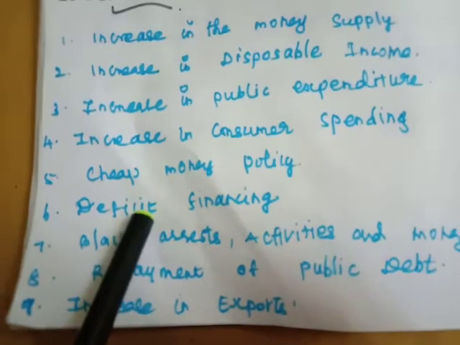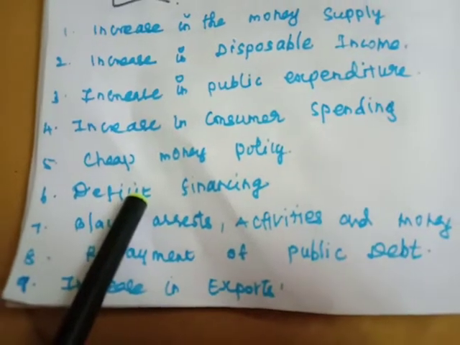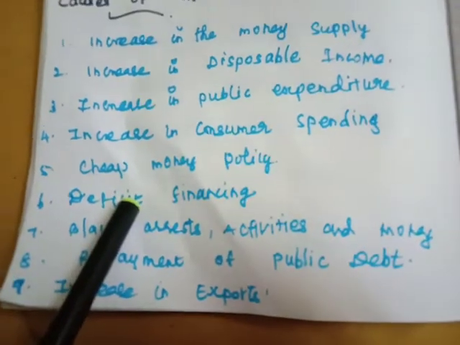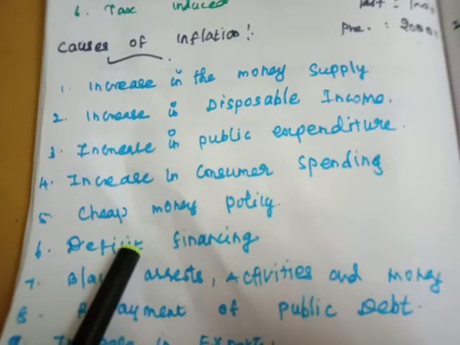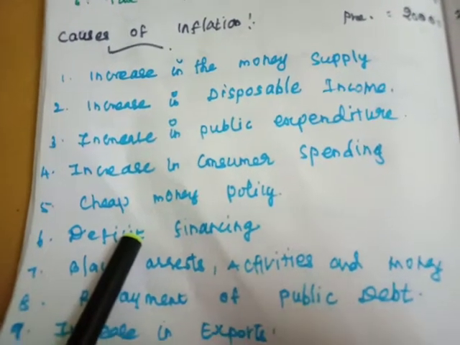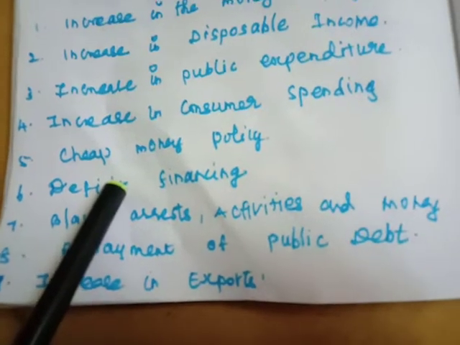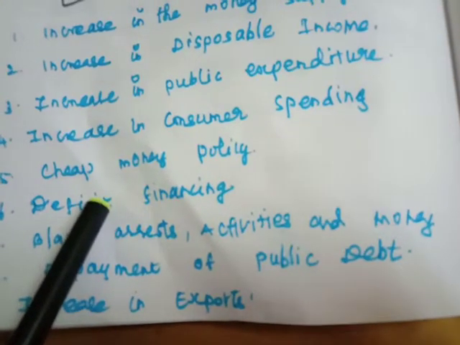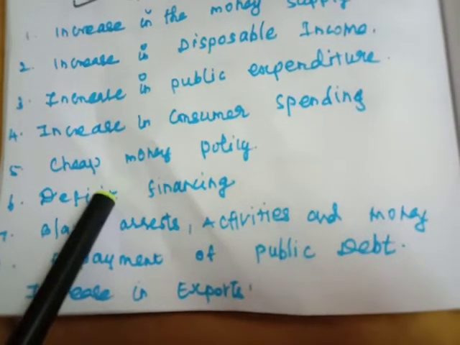In order to meet the mounting expenses, or increasing expenses, the government resorts to deficit financing, borrowing from the public and even printing more notes. Even printing more notes raises aggregate demand, because the government needs to come out from the deficit financing.